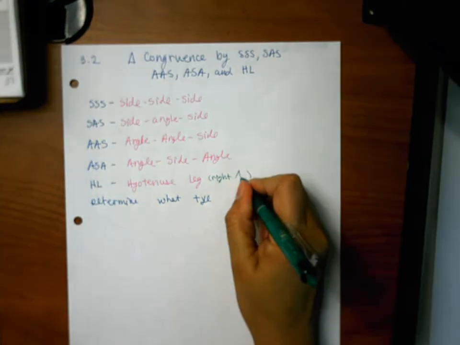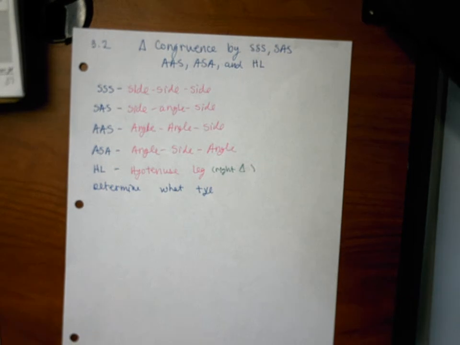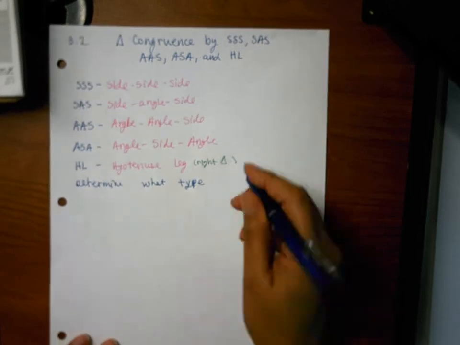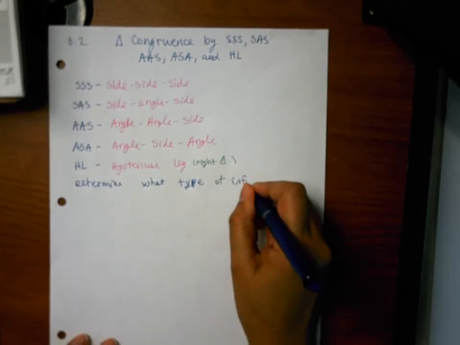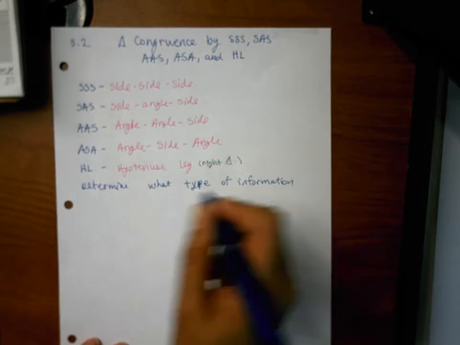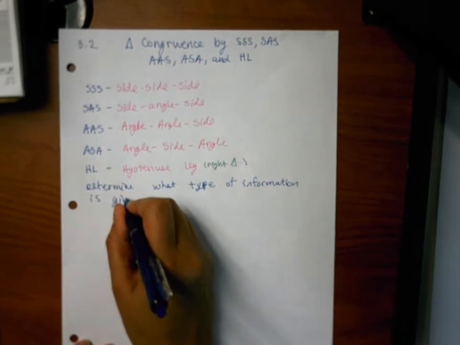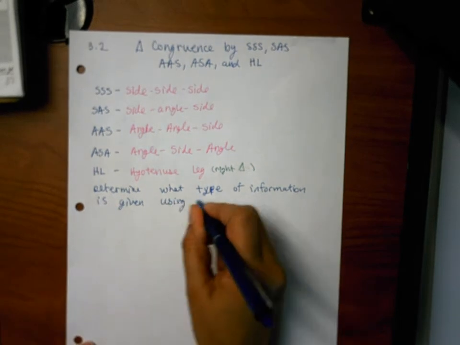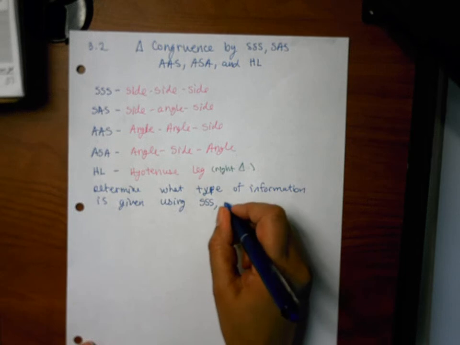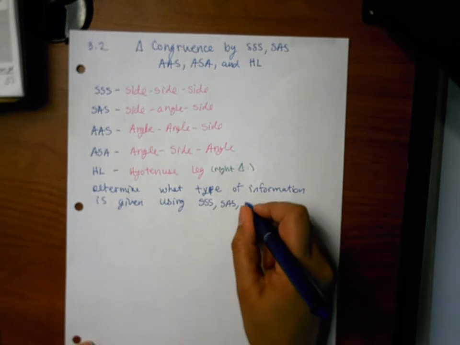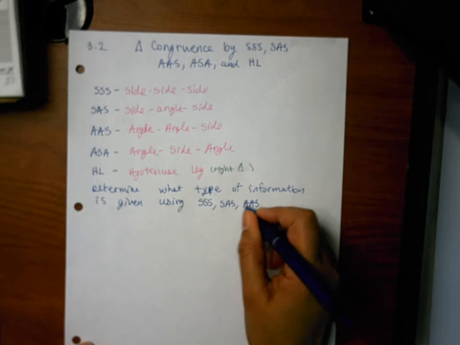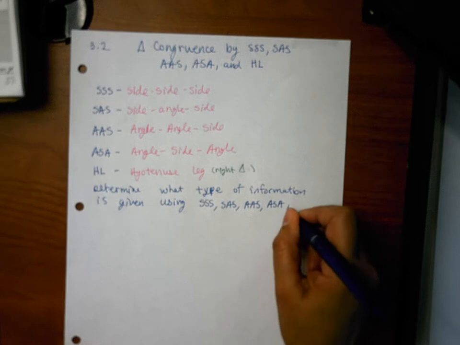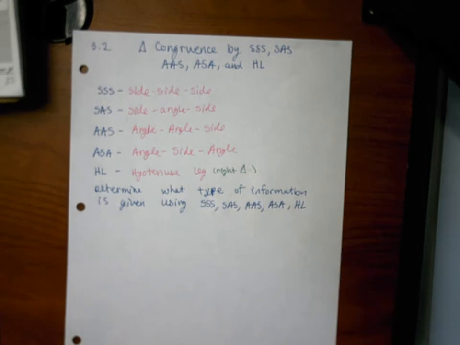And I'm just going to draw a little image of a triangle. Determine what type of information is given using SAS, AAS, which is the only one that we can read backwards and looks different but means the same thing, ASA, and hypotenuse leg. You could call that leg hypotenuse if you wanted to.